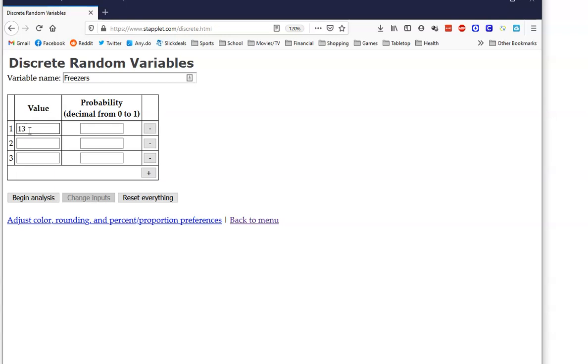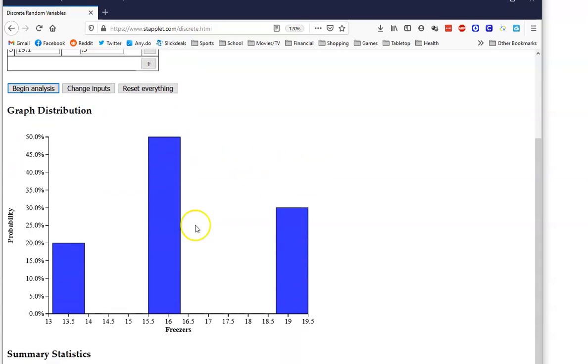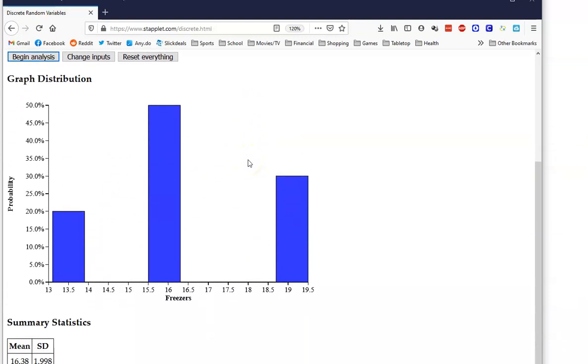And I have 13.5 freezers, and those have a 20%, so 0.2. And then I have a 15.9 cubic foot freezer, and those are 0.5. And then I have a 19.1 cubic foot freezer, and those are 0.3. See, they add up to 100, so we know it's valid. And begin analysis. And there's just the odds of getting each one, the 13.5, the 16, the 19.1.